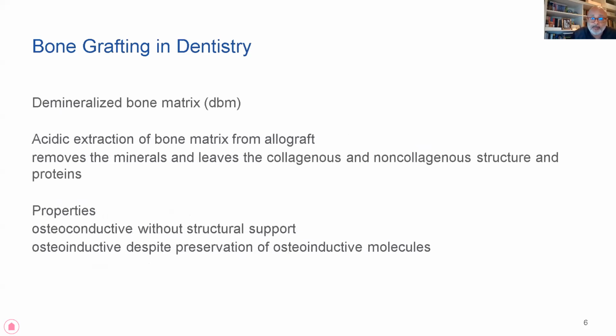Demineralized bone matrix, or DBM. It's an acid extraction of bone matrix from allografts. It removes the minerals and leaves collagenous and non-collagenous structures and proteins. They also use a process of sintering, and some of the better qualities of these tend to be where they've perfected the sintering, which usually is done over a longer period of time. It creates an environment with more porosities for bony ingrowth and vascularization. Their properties are that they're osteoconductive with structural support, and osteoinductive despite preservation of osteoconductive molecules.